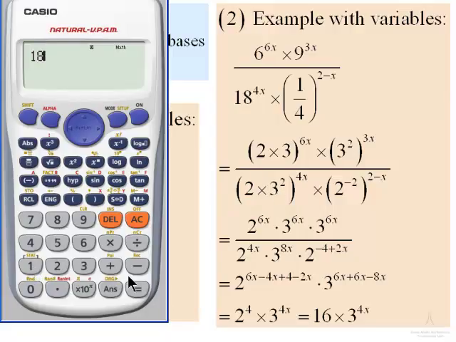So simply enter the 18, enter it, and then use the prime factorization key, which is the second function key here, and it tells me that 18 is 2 times 3 to the power 2. I think that's enough of this. You should be able to handle this on your own.